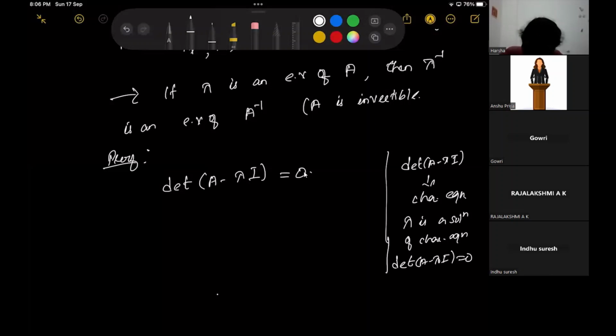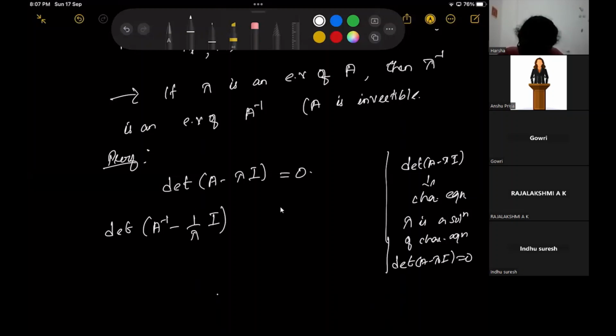Now, we need to prove that lambda inverse is a root of the determinant of A inverse minus 1 by lambda I. That is, we need to prove that lambda inverse is a root of the polynomial determinant of A inverse minus 1 by lambda I. So what we want to prove is that this is equal to 0, and what we have is that the determinant of A minus lambda I equals 0.